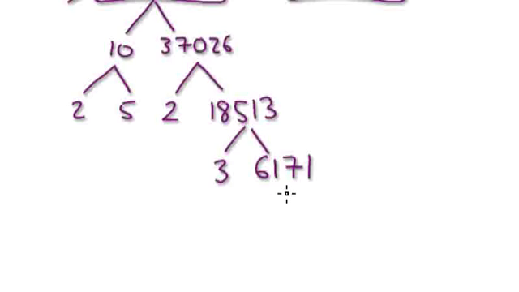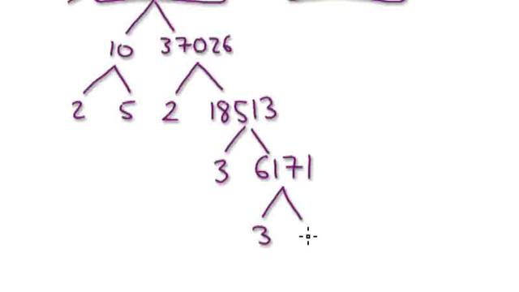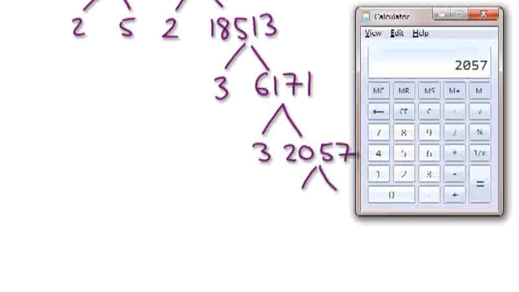6171. Okay, so I'm going to try my luck and try 3 again. If 3 doesn't work, then I will try 7. So this one here divided by 3 equals 2057. Let's see if it divides by 3 again. No, you can't divide it by 3. So let's try, hang on, 2057. Let's try divided by 7. See if that works. No. Let's try the next one.